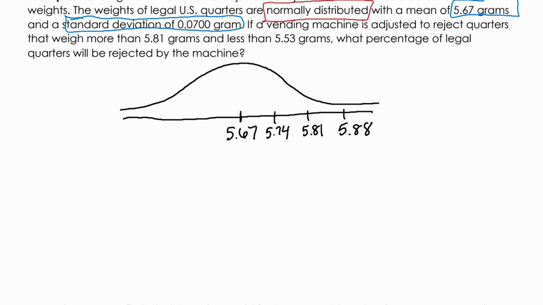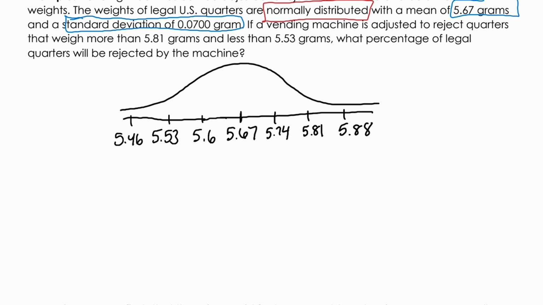Now if I go in the other direction where it's less than 5.67, if I subtract 0.07 grams, that's going to give me 5.6. And if I go out another standard deviation, that's going to give me 5.53. And if I go out one more standard deviation to the left, I get 5.46. Now I want to stress, that doesn't mean there's no more standard deviations going either right or left, but that's what this rule covers. It covers 1 through 3 standard deviations.